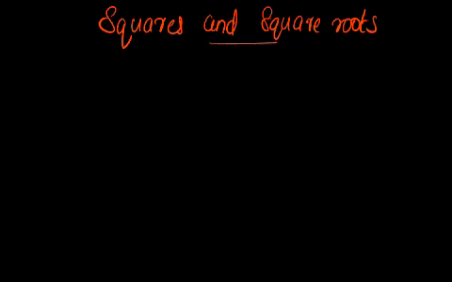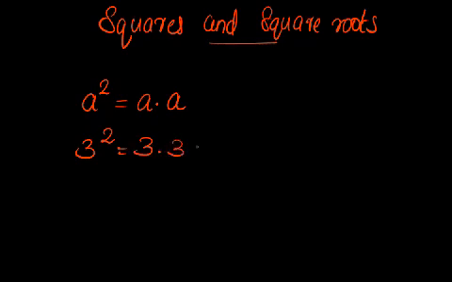Okay, first of all we can check what are squares. For example, a square means a multiplied by the same number. For example, 3 square means 3 into the same number 3, that is equal to 9. Then 4 square is equal to 4 into 4, that is equal to 16.